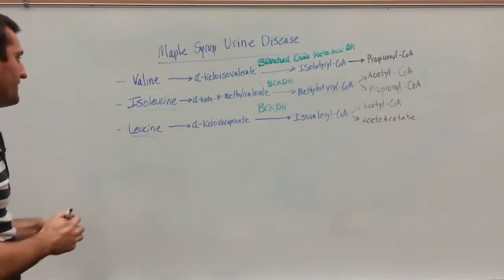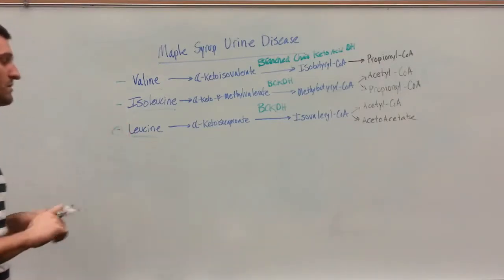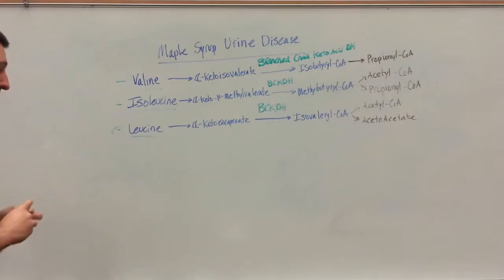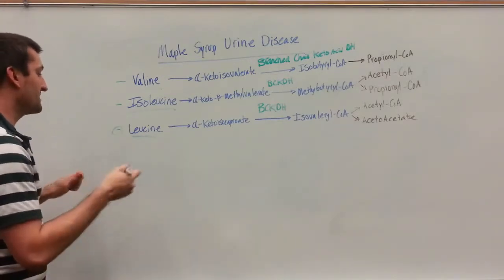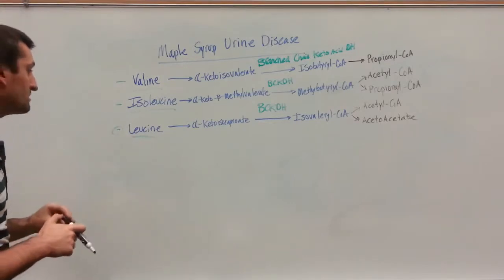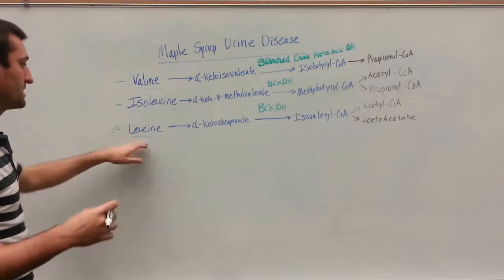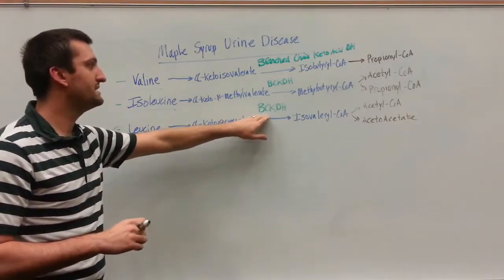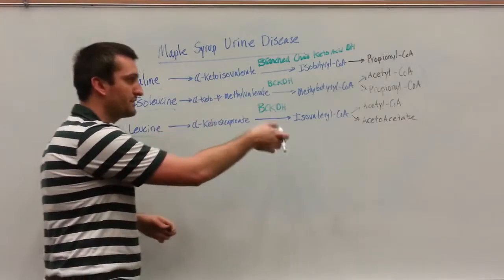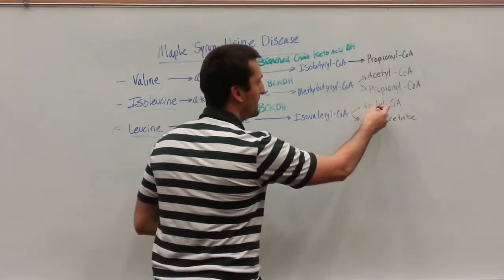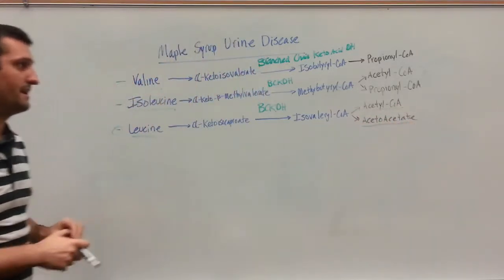And then finally, we've got leucine. Leucine, I saved for last. Leucine is going to be one of the ketogenic only amino acids. There are going to be two amino acids that are ketogenic only, and that's leucine and lysine. So what does that mean? It means that when we break down leucine using the BCK dehydrogenase enzyme, we're going to result in two different products. We're going to result in an acetyl-CoA and an acetoacetate.